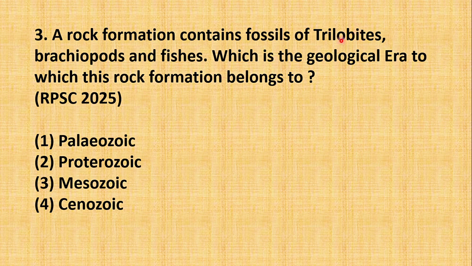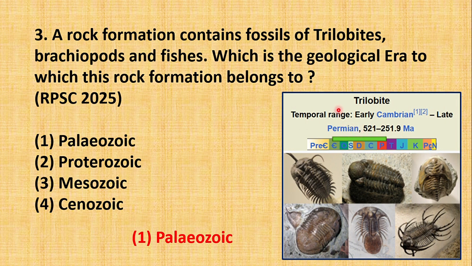Okay, so we know that the trilobite is the index fossil of the Paleozoic era. So, on the basis of this information, we can say the correct answer is the Paleozoic. Remember the geological age of the trilobite. Trilobites appeared in the early Cambrian and went extinct at the Permian boundary, at the Permian mass extinction. So the correct answer is the first one.